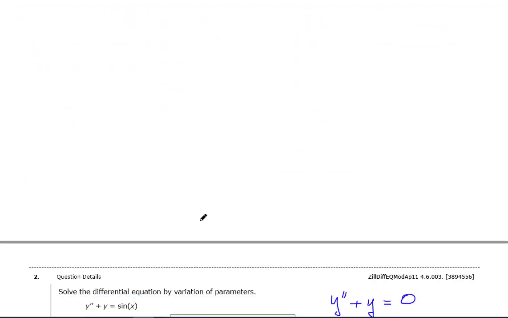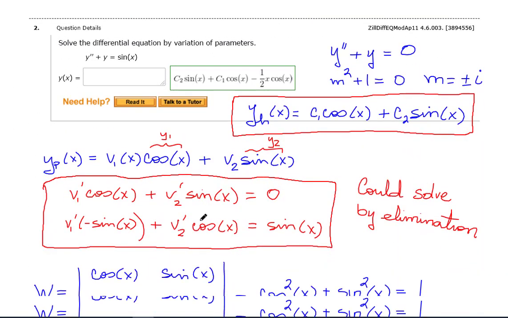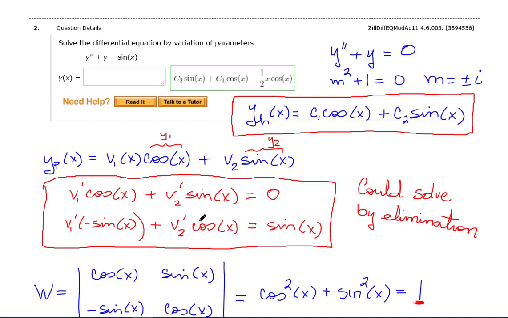All right, and our second problem, we have y double prime plus y equals sine of x. We could solve this with undetermined coefficients. It would work because it's one of the forms that the technique does work for.